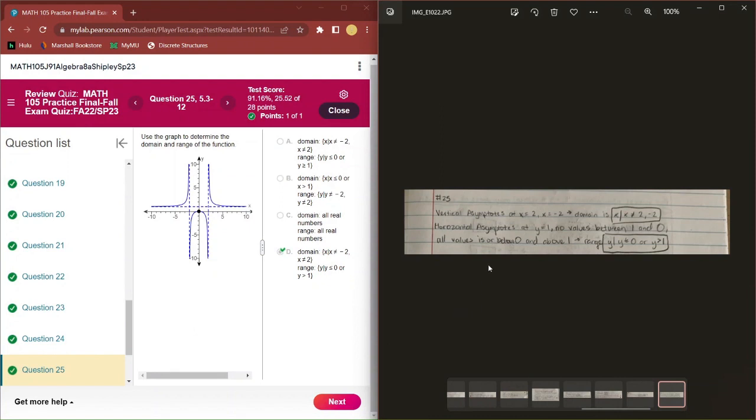Question 25. The vertical asymptotes are at 2 and -2 because the dotted lines are there. This one's weird because the range is trippy. There's a horizontal asymptote at 1, but there aren't any values between 0 and 1, so the range is going to be affected by that. All the values are below 0 or above 1. So that's how you show that it's less than or equal to 0 or greater than 1. That's how you show it.